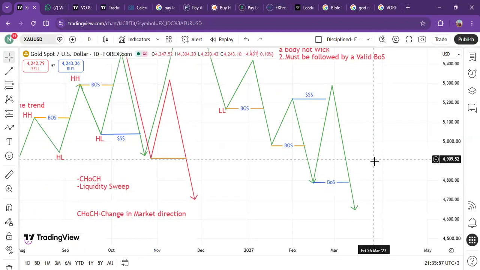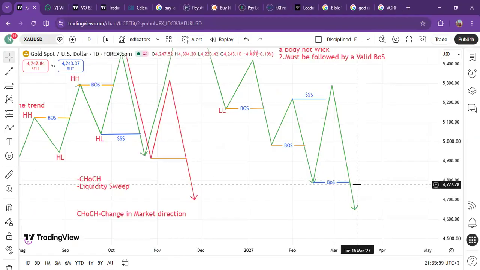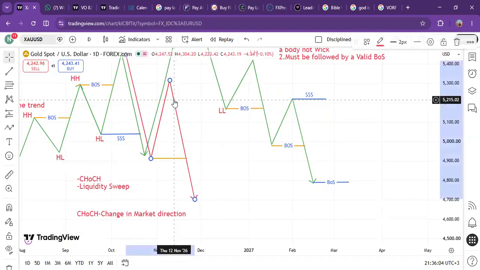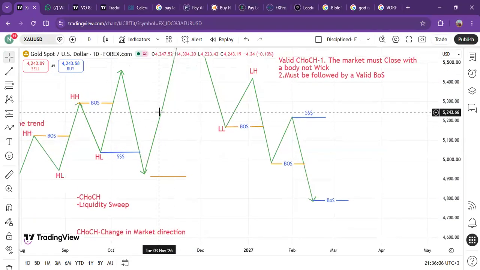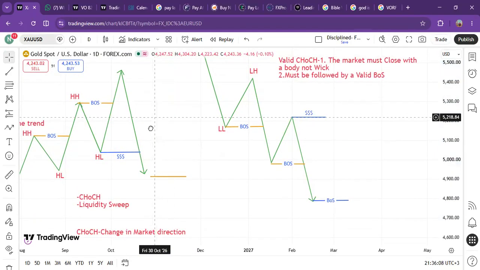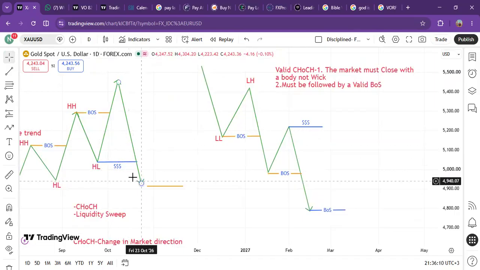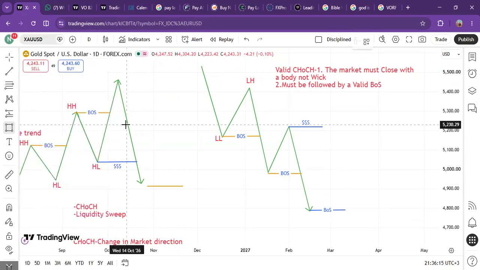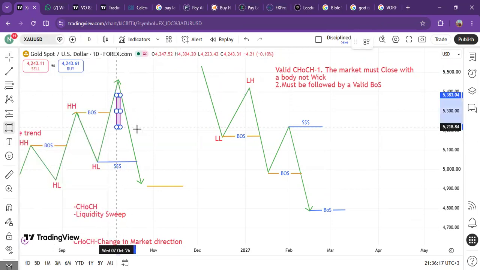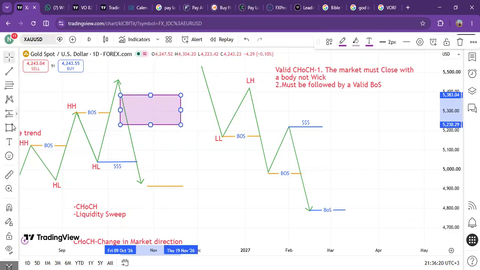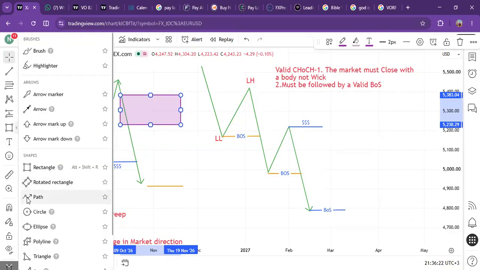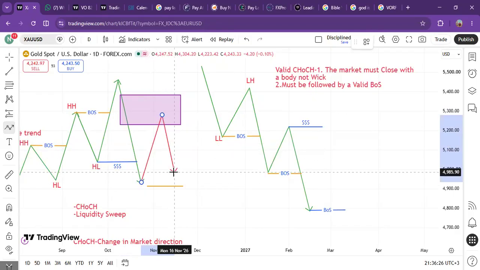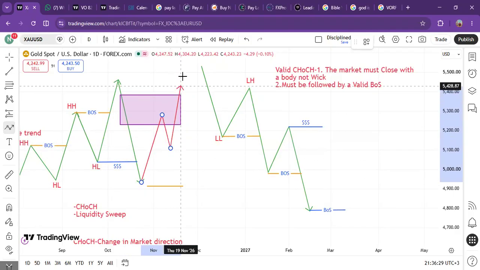Sometimes, how does the market induce traders? This is how inducement happens. Let me show you. If the market closes with a body, you're going to find yourself having a supply zone somewhere around here, in between here. And you'll think that the market will come back here and you're going to sell from that area. Only for the market to do that and continue up.